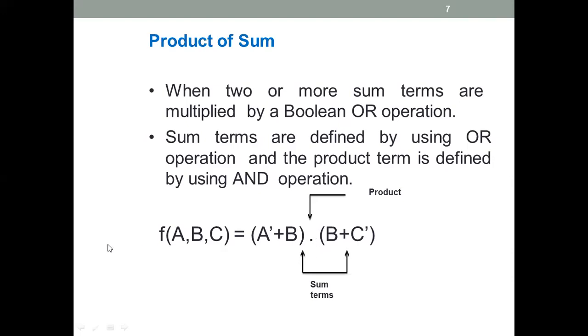Again, I'm saying the same example for A, B and C. That is equal to A bar plus B, dot, B plus C bar. The middle part, this dot, will be considered as the product, and the remaining two terms will be considered as sum terms. Clear everyone? In which part we have to consider a sum term and in which part a product. Clear everyone? What is the product of sum?